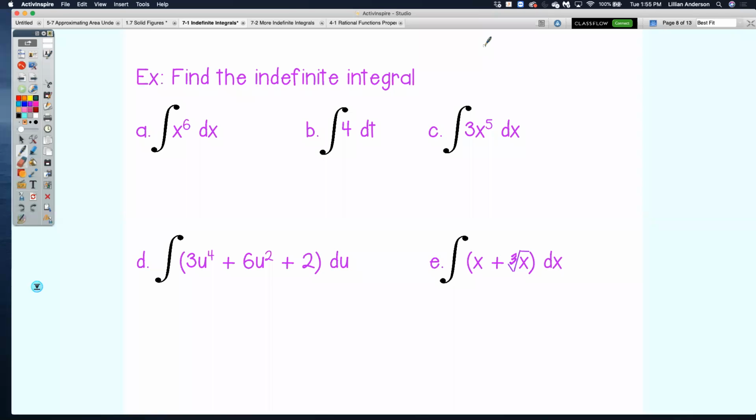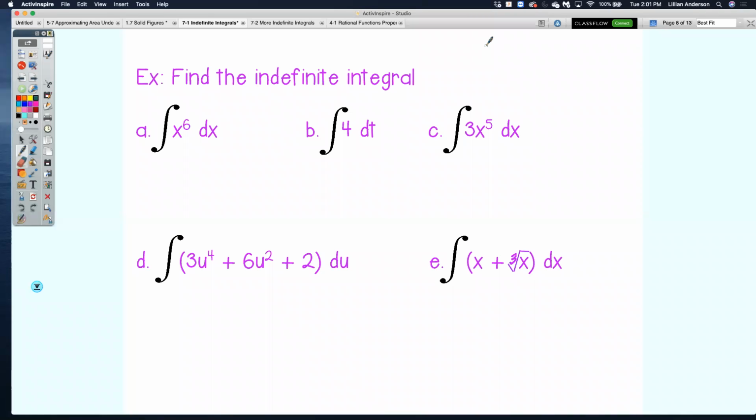All right. I want you guys to try these 5. Find the indefinite integral. Do be aware, remember that dx, that dt, that dx, that du, that tells you what the variable is inside the problem. So when you take the antiderivative of it, you want to make sure you use that respective variable. So use your different rules along with your power rule and find the antiderivative of these 5, a through e. All right, here we go. We're finding the indefinite integral.